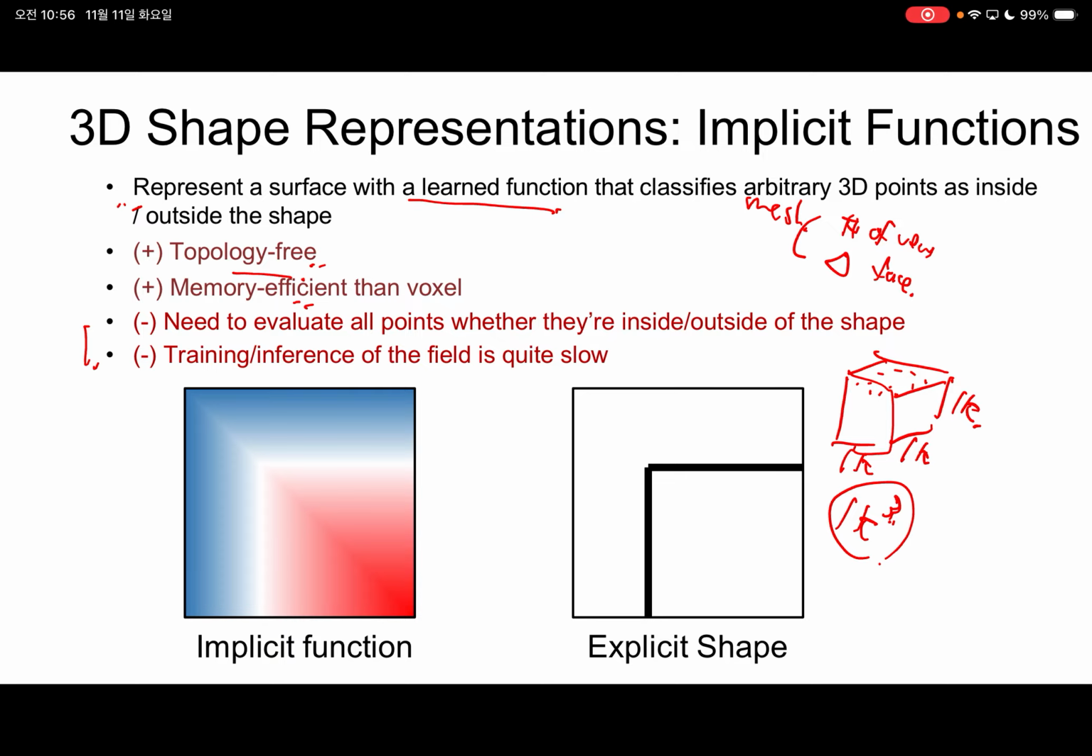That means it is time inefficient. In terms of memory, it is quite efficient. In terms of time, it is not efficient. It is quite slow. Training and inference of fields are quite slow.